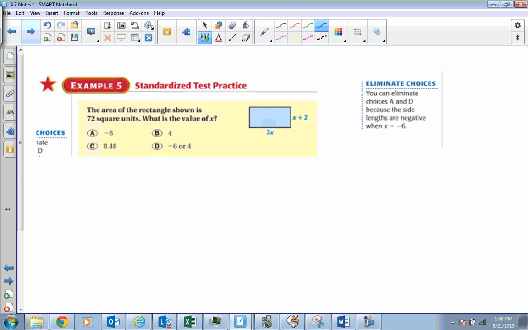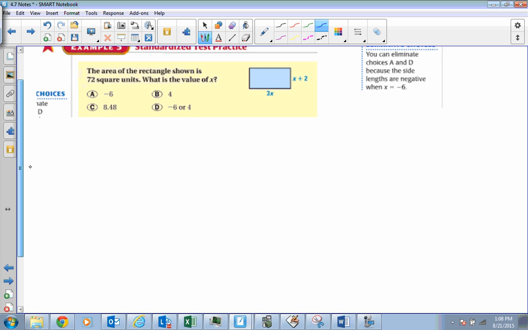All right, this one, area of the rectangle shown, 72 square units. What is the value of x? So we set it up. Area is length times width. So area in this case is 72 equals length, which is x plus 2, times width, which is 3x.